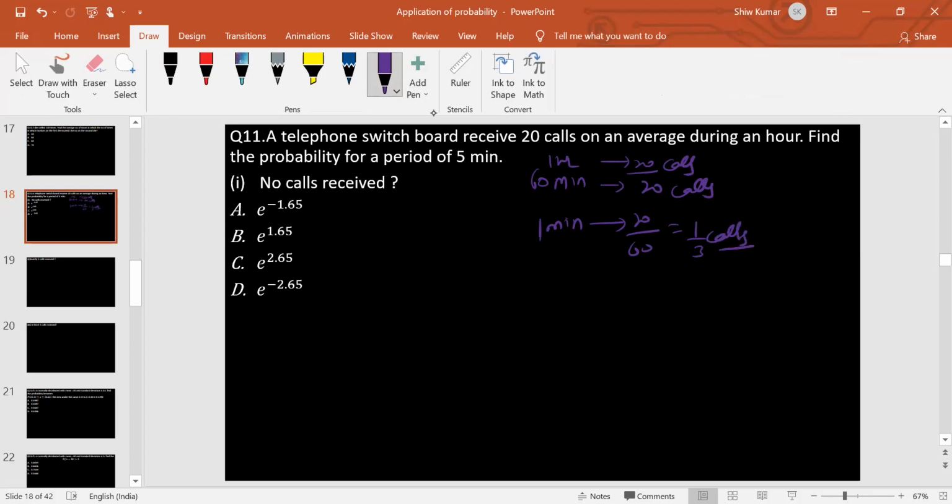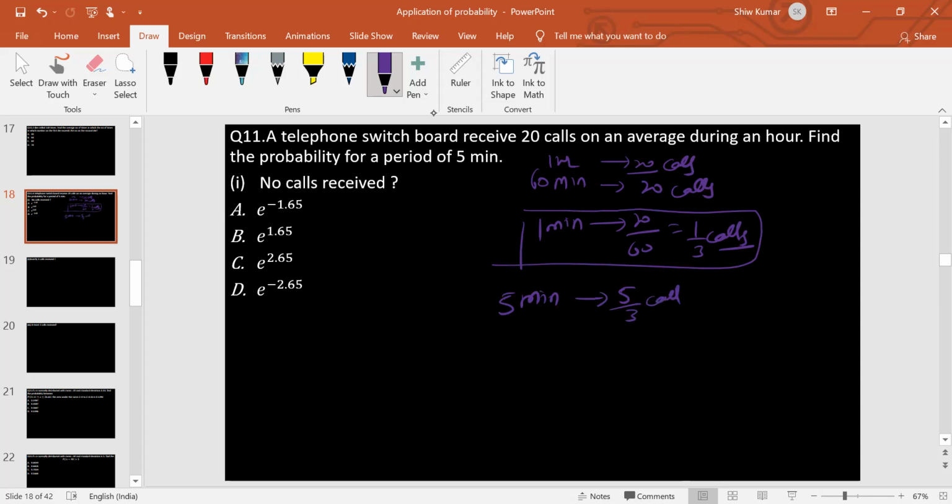Find the probability for a period of 5 minutes that no calls are received. So look, we found out the calls for 1 minute. Now we will find out how many calls will be received in 5 minutes. So that will be 5 by 3 calls.